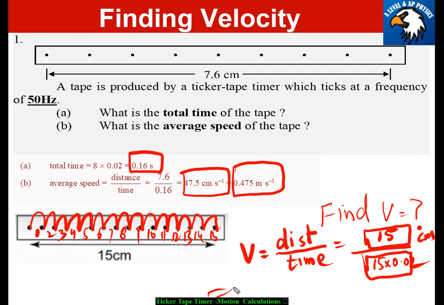Okay, so let's calculate our final answer now. We have 15 divided by 15 multiplied by 0.02. So our final answer is 50 centimeters per second. This is how we can answer this question: 50 centimeters per second.